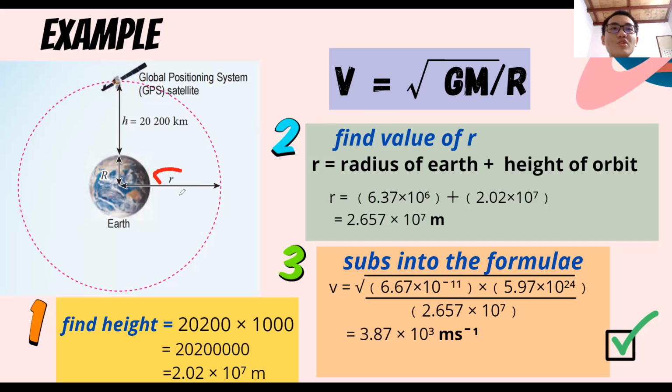Second, find the value of r, which is big R plus height h, the radius of Earth plus the height of orbit. When we add, we get 2.657 times 10 to the power of 7 meter. Lastly, substitute all the values into the formula: G the gravitational constant, M the mass of Earth, and lastly the value of r. We get the answer 3.87 times 10 to the power of 3 meter per second.